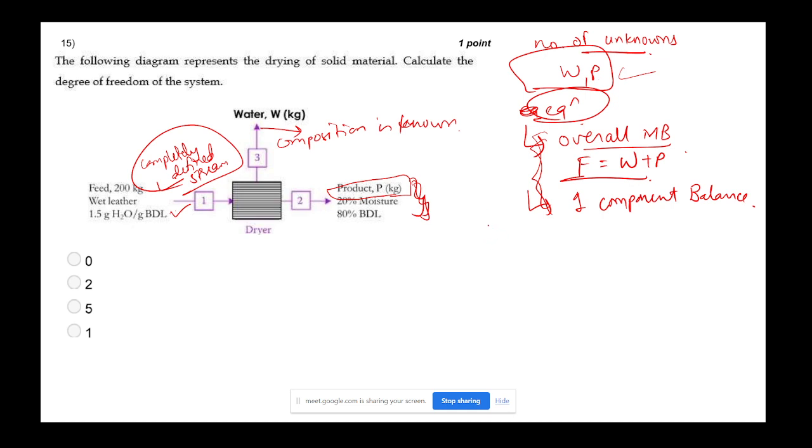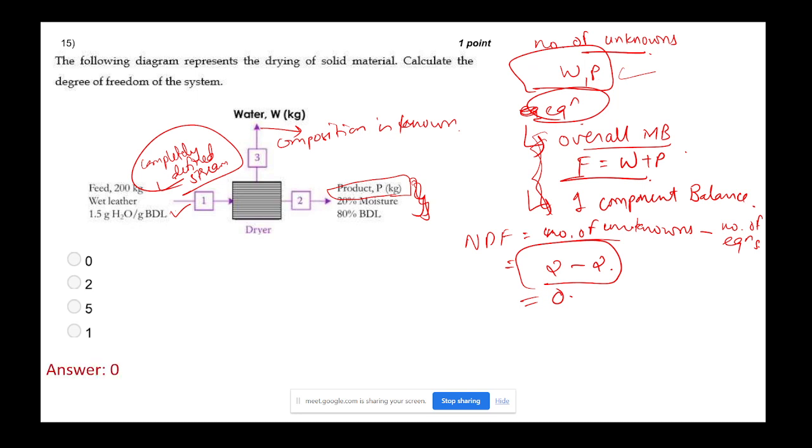Since there is no reaction, the number of degrees of freedom is the number of unknowns minus the number of equations. So the number of unknowns is 2 minus 2 equations. So you have 0 degrees of freedom, which means the system is completely defined and you will be able to get one unique solution for the amount of water you are getting and the amount of product you are getting.